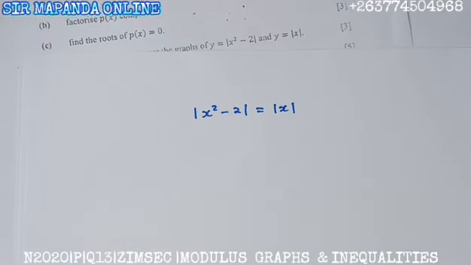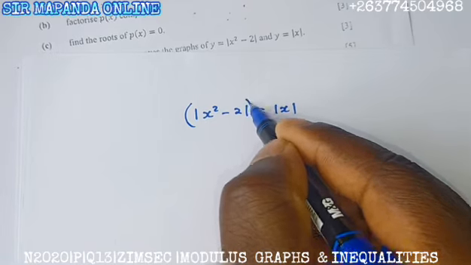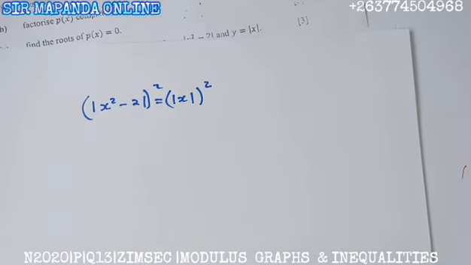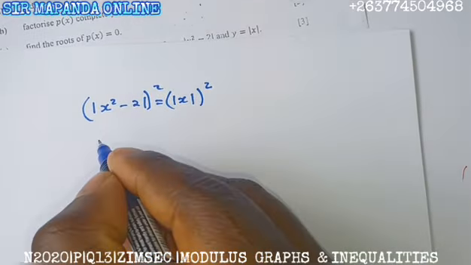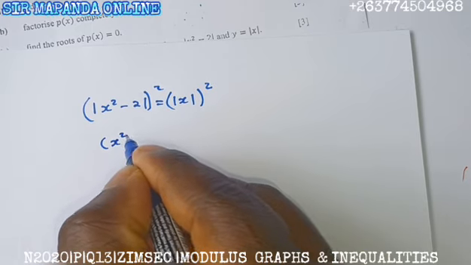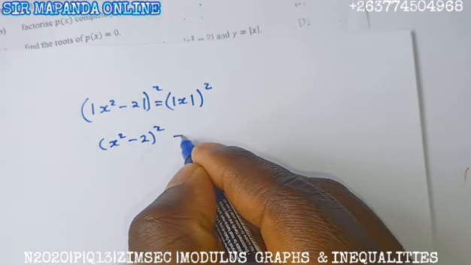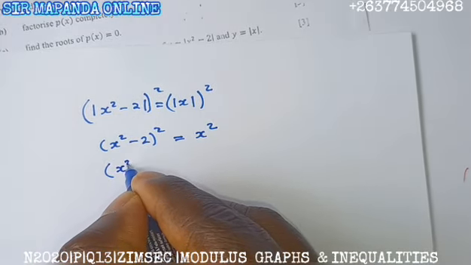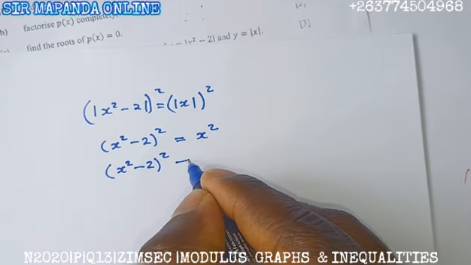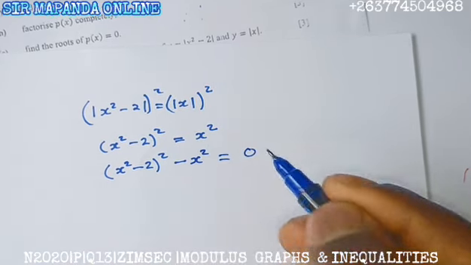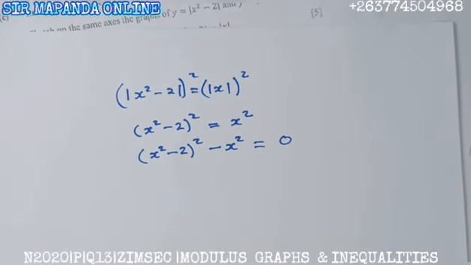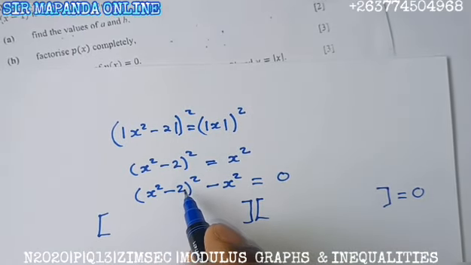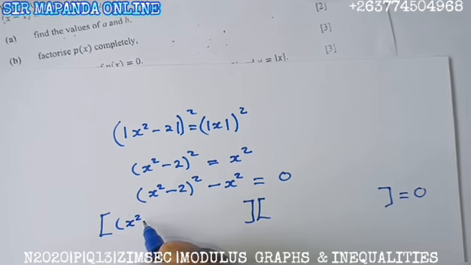So when solving modulus equations, you start by raising both sides to the power 2 first. Right. So here you get x squared minus 2, all squared. On this one, you get x squared. Move x squared to the left. You get x squared minus 2, all squared, minus x squared equals 0. I hope you are following, class. Right, then apply the difference of two squares. The square root of x squared minus 2 all squared, you get x squared minus 2.